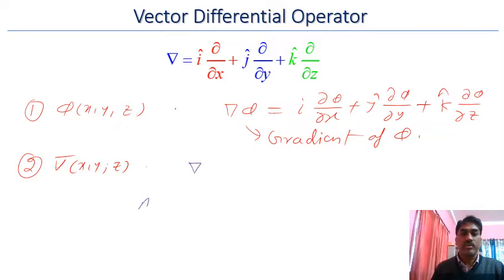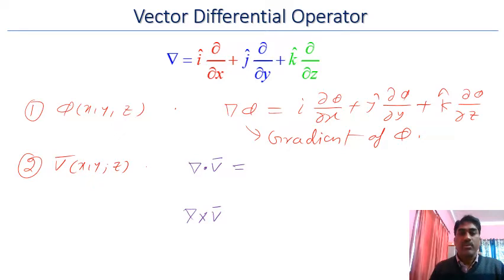Second, if v(x, y, z) is a vector function, then you cannot directly put two vectors together like ab. This has no sense. Either you have to put the cross product of a and b or the dot product of a and b. So keeping the sense of vectors, because v is a vector and del is a vector, you can either write del dot v or del cross v. The scalar product del dot v we have already revised in the previous lecture.